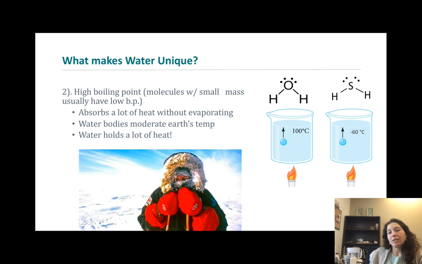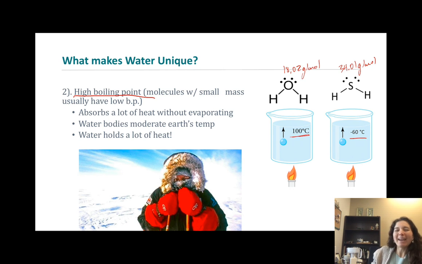Another thing that you're going to see with water is that it has a really high boiling point, which lets it hold a lot of heat. So water, if you want to turn it from a liquid into a gas, we know that its boiling point is 100 degrees Celsius. This similar molecular compound that we looked at, this H2S, is 34.01 grams per mole. This is 18.02 grams per mole.